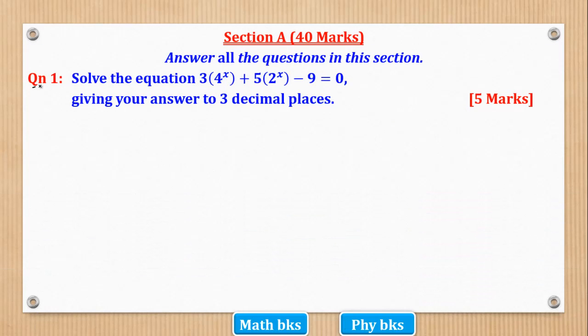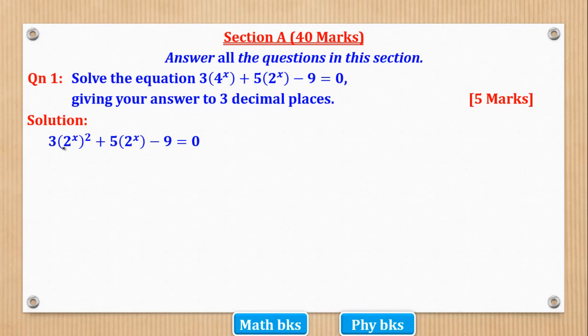So we shall start with section A, question 1. It says, solve the equation this, giving your answer to 3 decimal places. This came from indices. The first thing to do is to change this base, because this is base 2 and this base is 4. So if 4 is 2 to power 2, that's why you see here 2 to power 2. It is okay to interchange the powers.